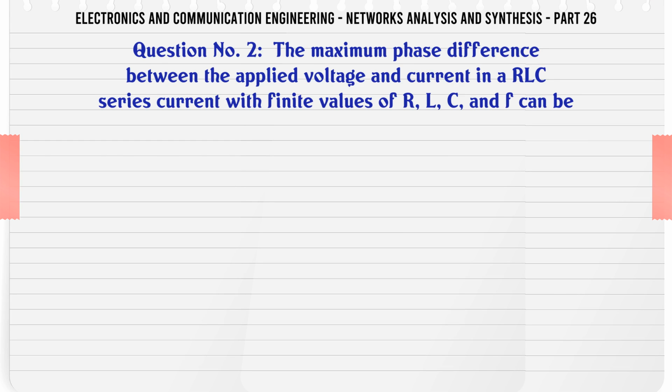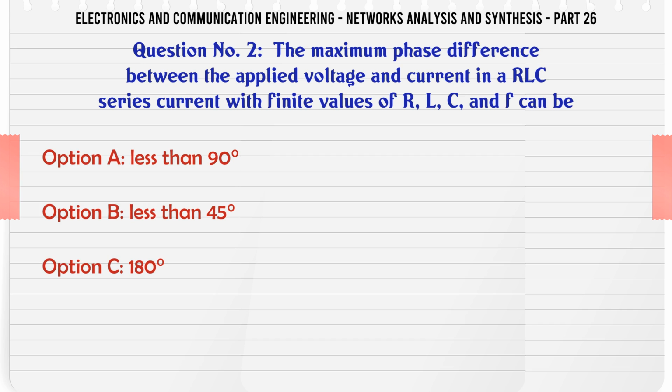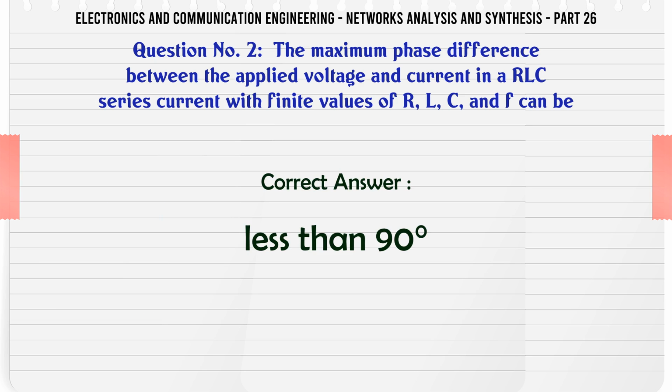The maximum phase difference between the applied voltage and current in an RLC series circuit with finite values of R, L and C can be A, less than 90; B, less than 45; C, 180; D, 30. The correct answer is less than 90.